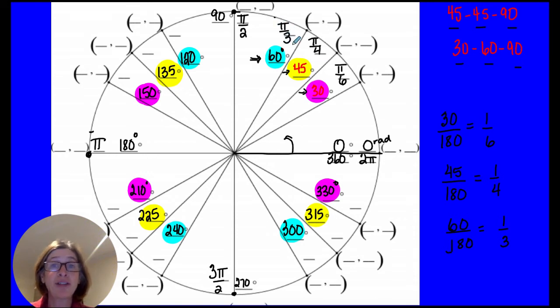Now, I could keep extending that, but remember I said that these were all reference angles. The purple dots refer to each other, the 45s refer to each other, the 60s refer to each other. So learning all these other angles, yes, it's important to know where they are, but we're always going to go back to 30, 45, 60, pi over 6, pi over 4, pi over 3.